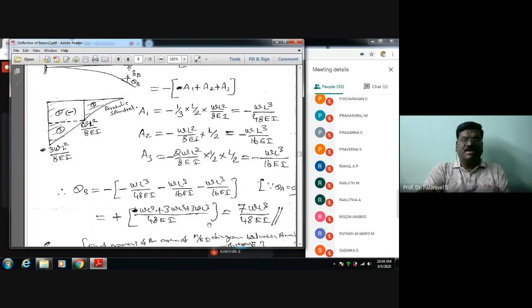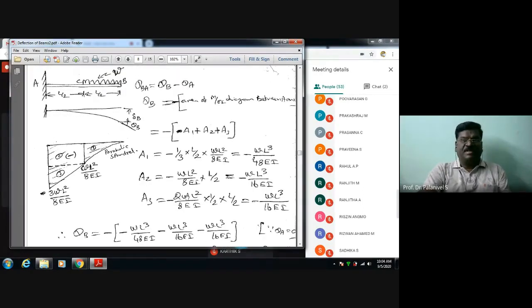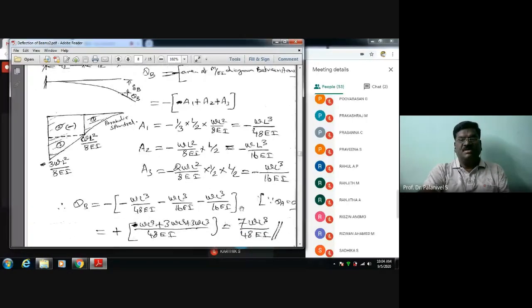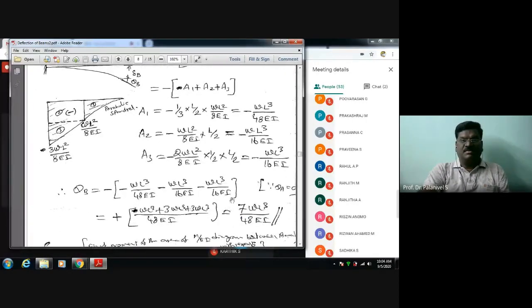We are not interested in the final value here. I'm telling how to determine the angular rotation at the free end if you get any problem like this. If the numerical values are given, you have to compute this way. This is just an example with the notations. Without numerical values, just with the notations, you get an expression like this.